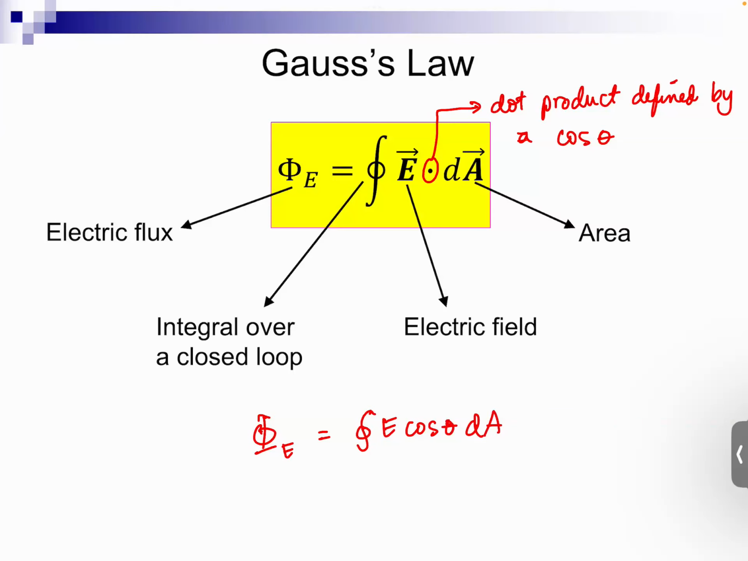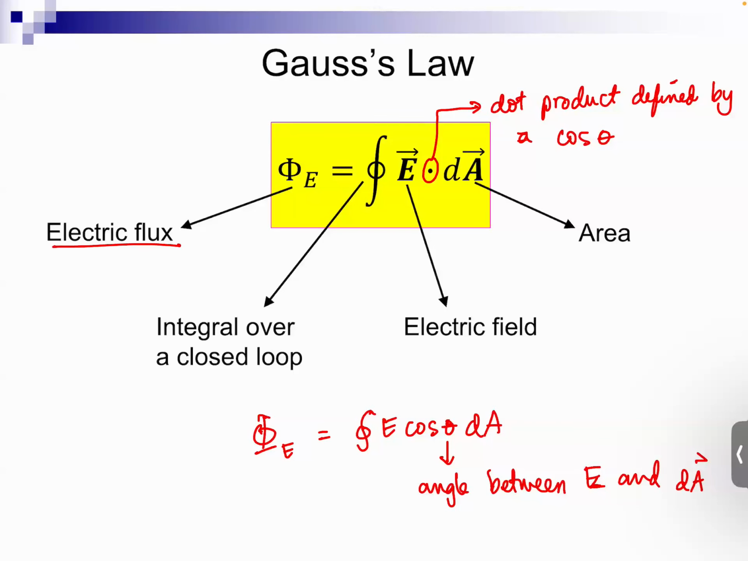Eliminating that dot product. Theta, of course, is the angle between the electric field and some vector dA. What is vector dA? I will define that in the next slides. So this is the definition of Gauss's law. It involves the electric field, and that's why it allows us to calculate the electric field of a symmetric object. So now what is this electric flux?